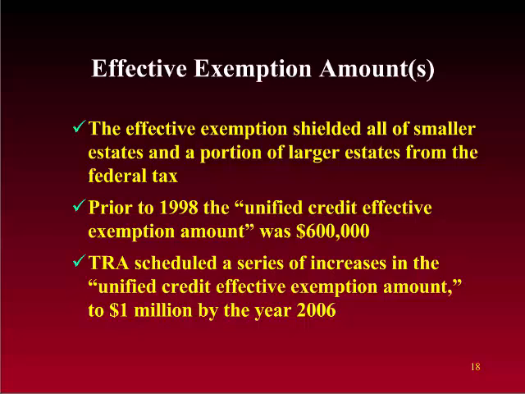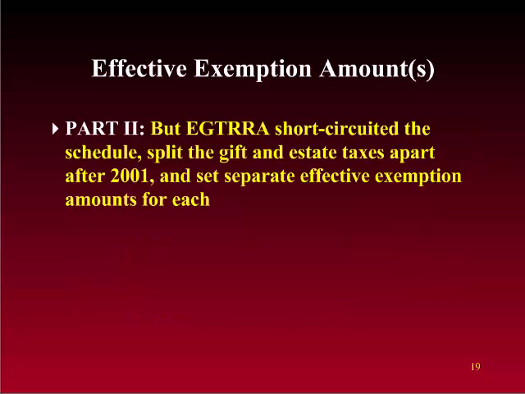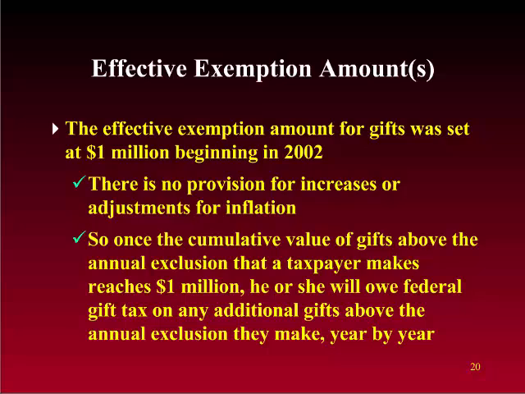Prior to 1998, the unified credit effective exemption amount was $600,000, so that was the amount that was shielded. The Taxpayer Relief Act scheduled a series of increases in the unified credit effective exemption amount; it was going to reach $1 million by the year 2006, so it was a kind of slow schedule. EGTRA, though, short-circuited this schedule. It split the gift taxes and the estate taxes apart into two separate things now, and it set separate effective exemption amounts for each. The effective exemption amount for gifts was set at $1 million beginning in 2002.